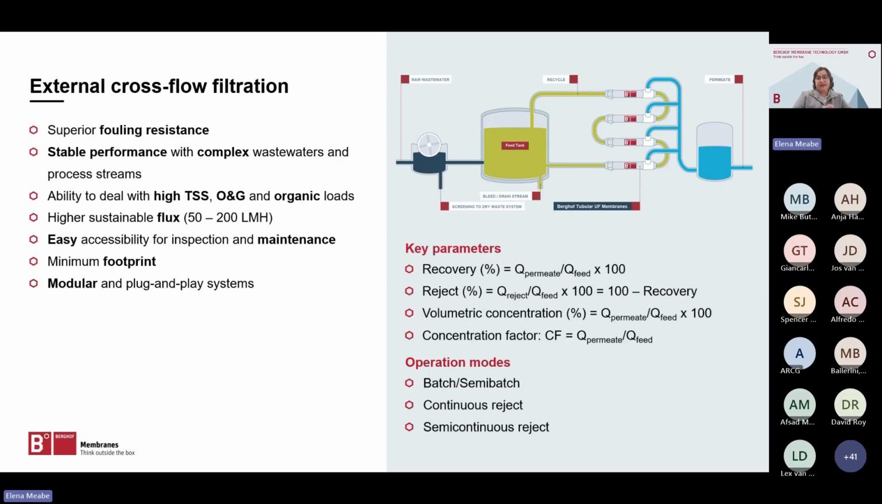On the right part of the slide, you can see some key parameters applied in direct filtration systems. You can find the recovery, or alternatively the reject, that needs to be set in a way that the project is as cost effective as possible. And then in terms of global operation, we can also find different operation modes, such as the batch or semi-batch process versus the continuous or semi-continuous reject operation mode.